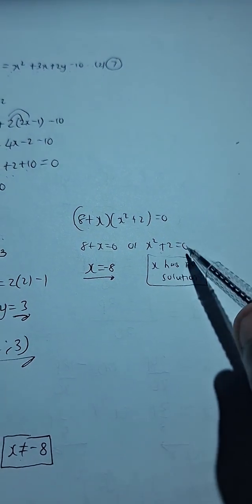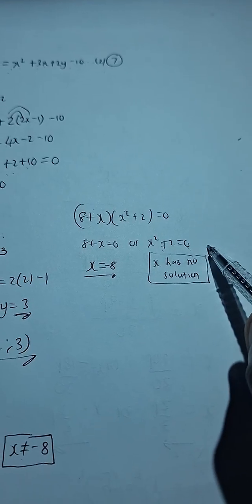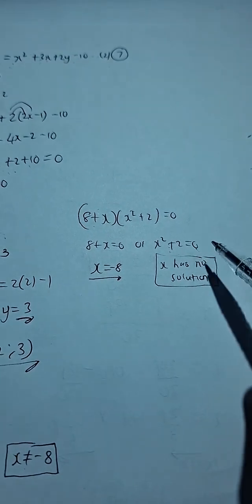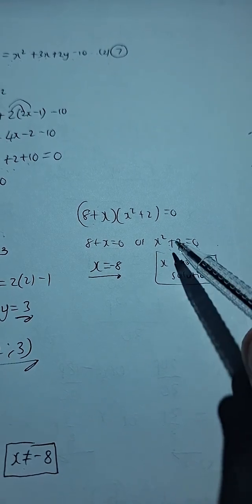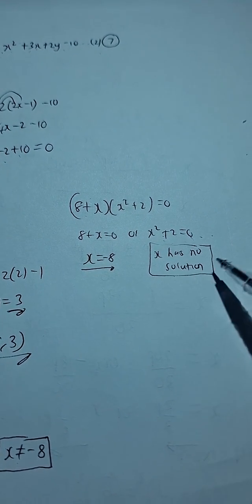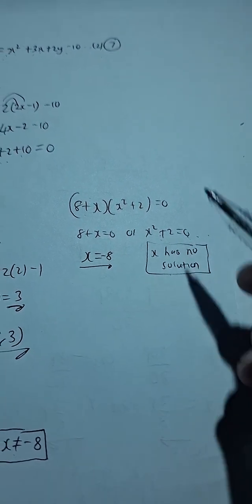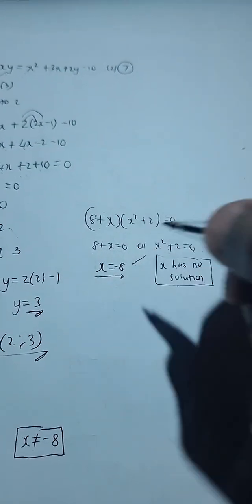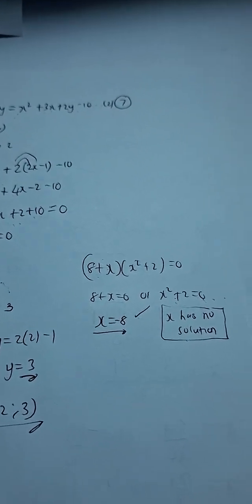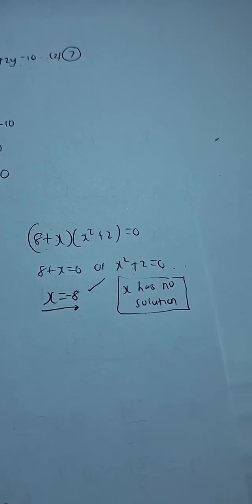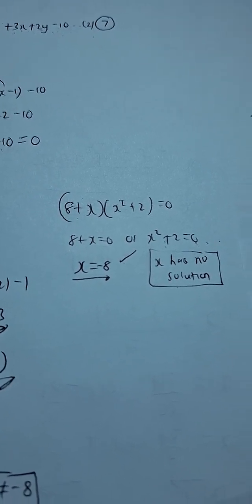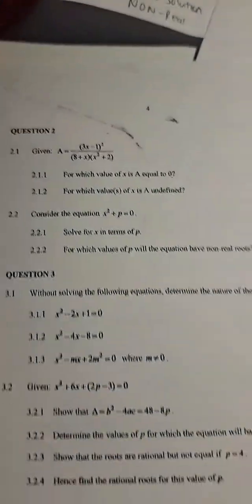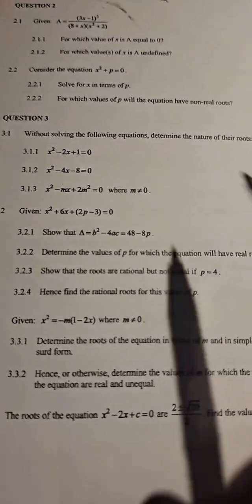If we take the 2 over, we take the square root on both sides, and the square root of a negative number means x has no solution. So I could see that already. The only answer here is x is equal to -8. Those are the values of x for which a is undefined. Yeah, we focus on the denominator.